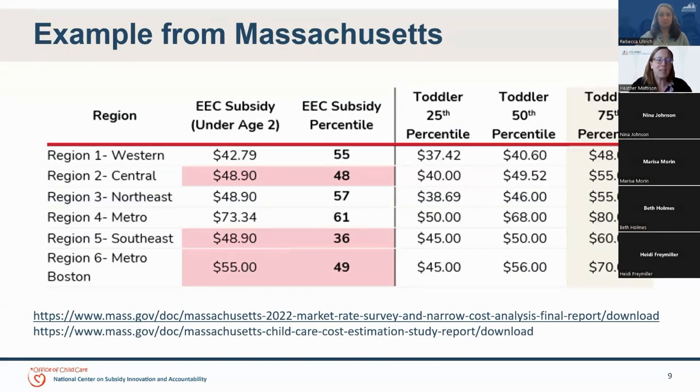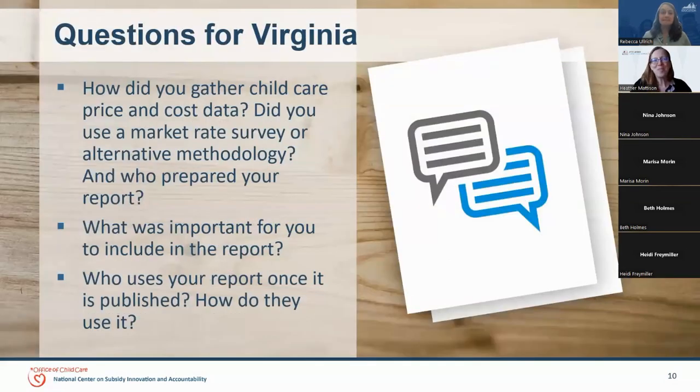This slide is an example from their 2022 report on how they report the differences in price percentiles across geography. They created a visual for the rates that fell below the 50th percentile with the red highlights, as you can see on the screen. This visual supports a quick review by partners or policymakers on the areas where you might want to target some rate improvements.